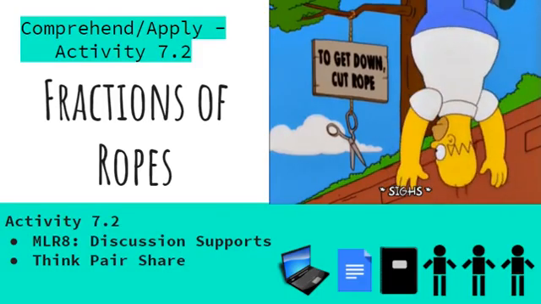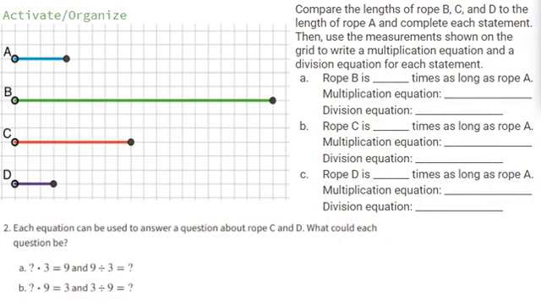All right, let's talk about fractions of ropes. Okay, so we've got some different fractions of ropes here, and we're going to compare them to another rope. So rope B is how many times as long as rope A? Well, if we look, rope B is 20 units long. Rope A is 4 units long. So rope B is how many times as long as A? 5 times, right? Because 5 times 4 would give you the 20.